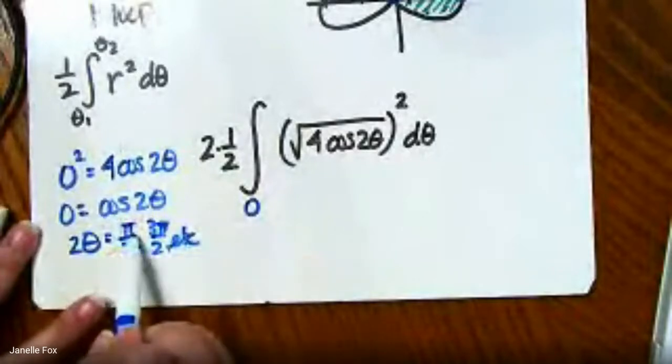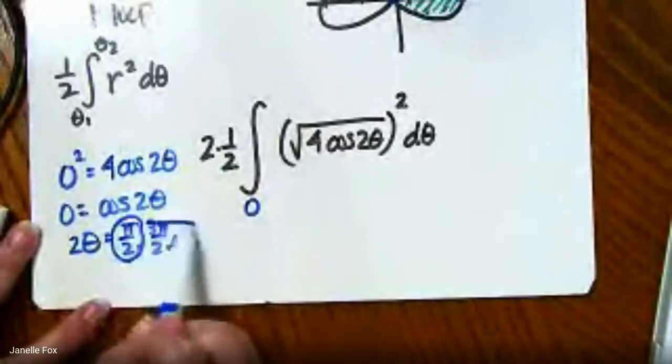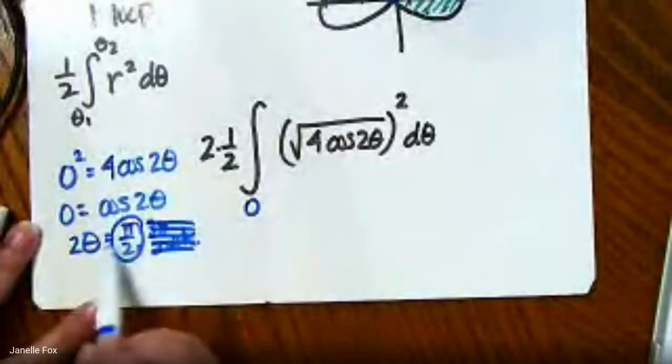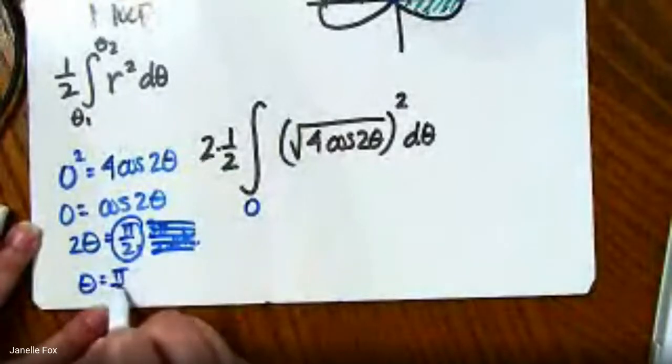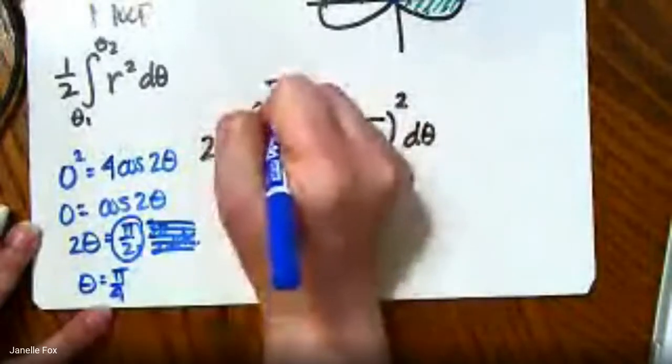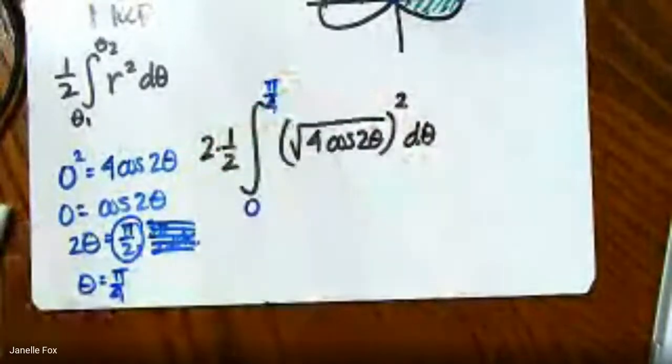Okay, so I'm just going to go ahead and take this first one right here. I don't need this next one. It is true, but I really just need that first spot. And so that gives me theta equals pi over 4. I'm going to make that be my top limit of integration, pi over 4.